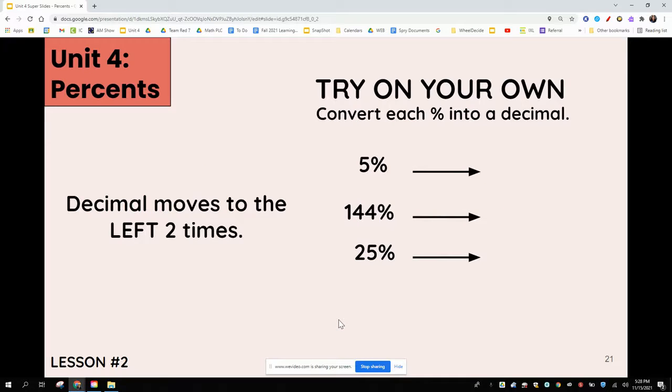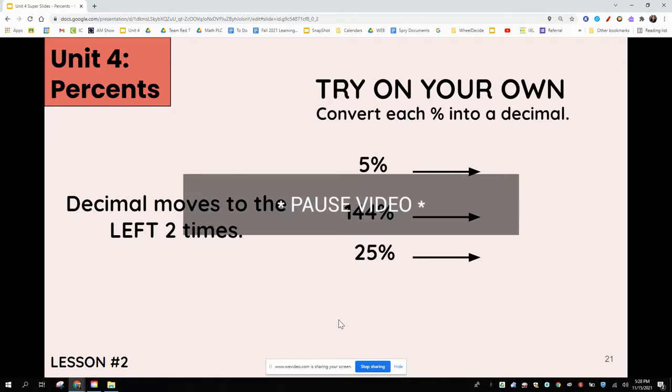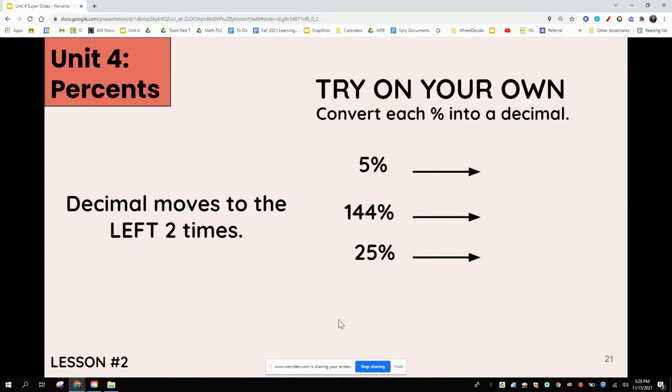All right, I want you to try these 3 on your own. Pause the video and then unpause it to see if you got the correct answers. What you should have gotten is 0.05, 1.44, and 0.25.